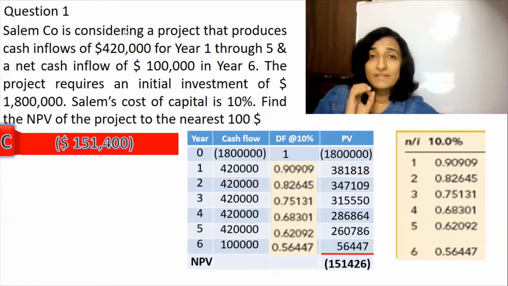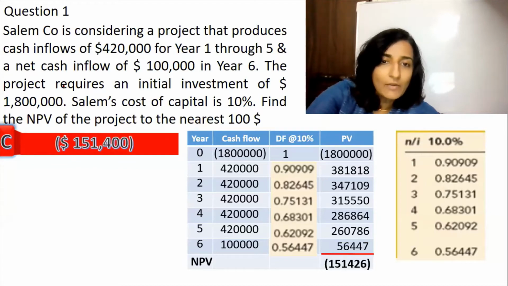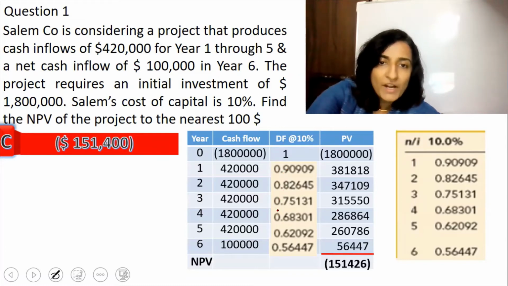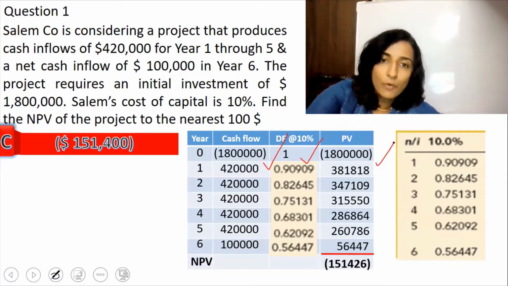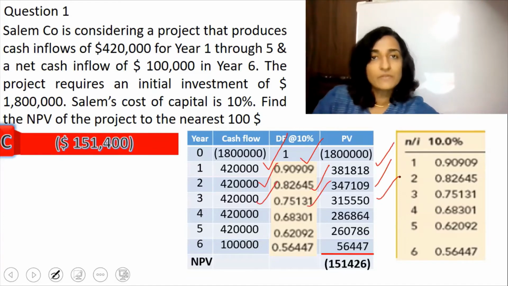Now in this problem, there is an easier method to do it. We always want to do the easy method, right? So look at this. Here we have 420,000 identical numbers; that is, the cash flows are identical. What have we done? We have multiplied 420,000 into 0.909, and we get the answer. Again, 420,000 into 0.826, we get the answer. 420,000 into 0.751, we get the answer of the present value.